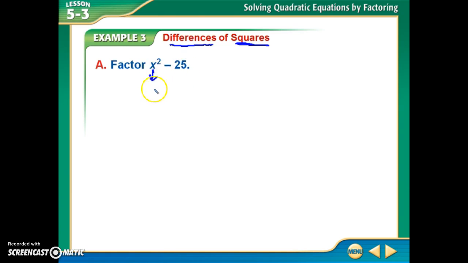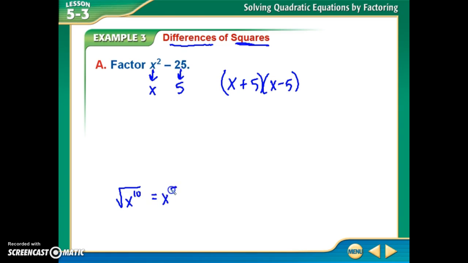The square root of x squared is x. The square root of 25 is 5. So then we just plug it into our pattern of x plus 5, x minus 5. It's just a pattern you have to memorize. Note that x squared is a perfect square. Any variable with an even exponent is a perfect square. The square root, you just cut it in half. So for example, the square root of x to the 10th is x to the 5th. So any variable with an even exponent is a perfect square.